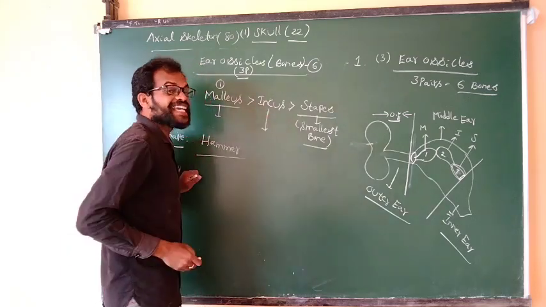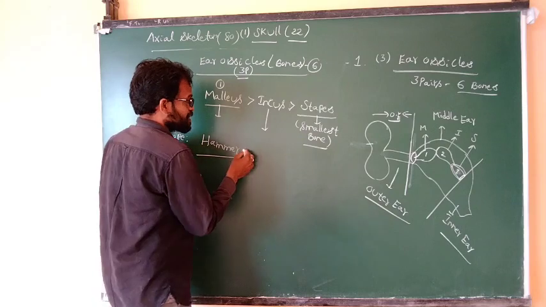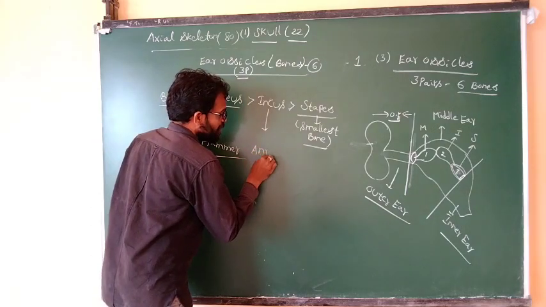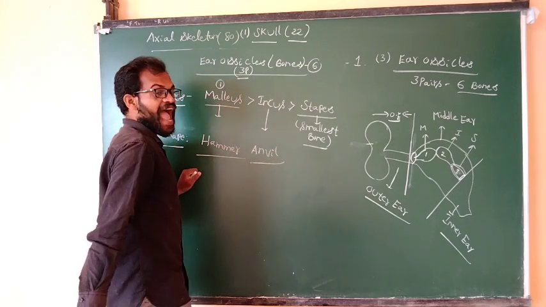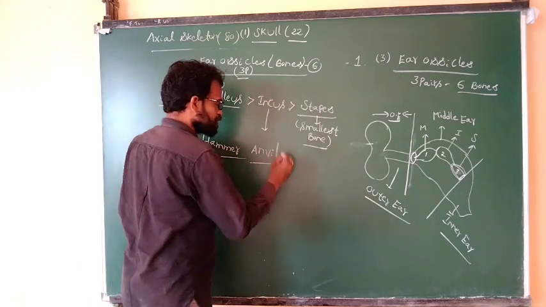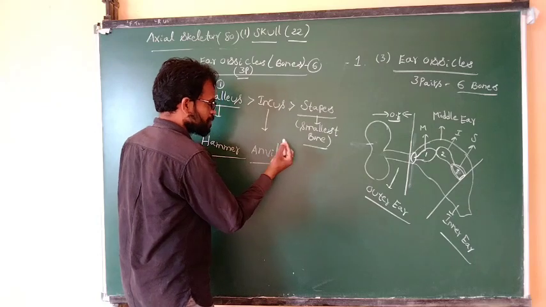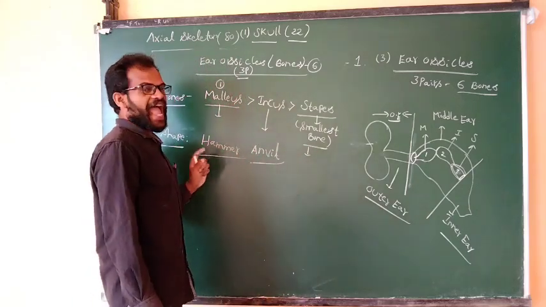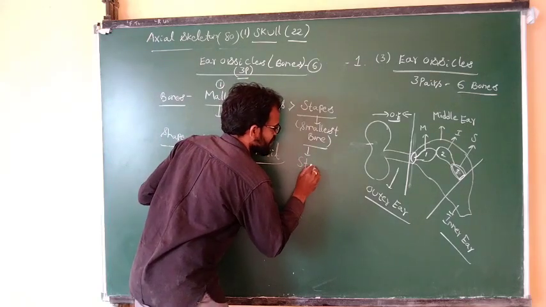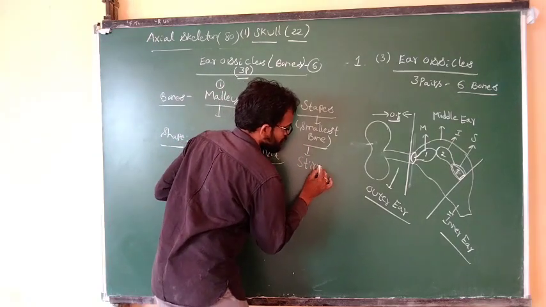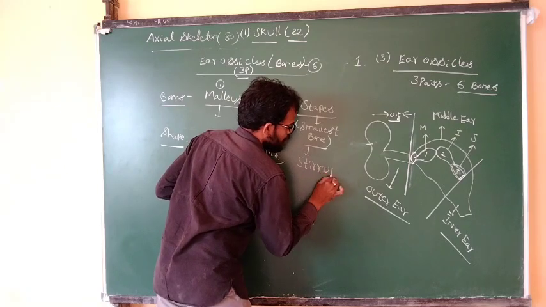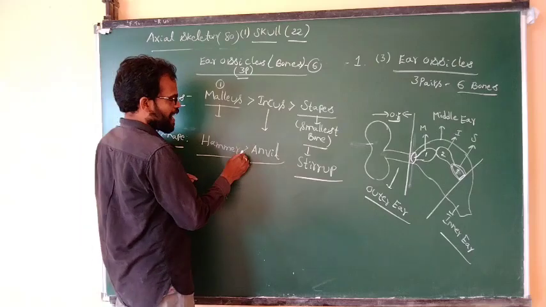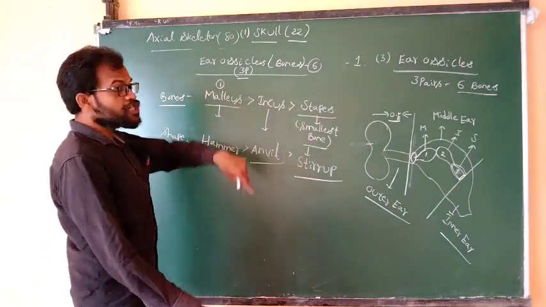What is the shape of the incus? It is an anvil shape. And the stapes? It is a stirrup shape. Hammer shape, anvil shape, stirrup shape.